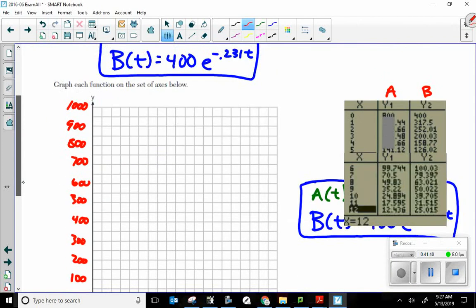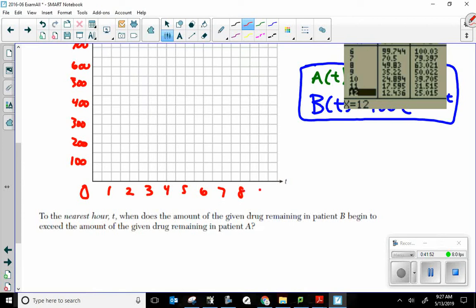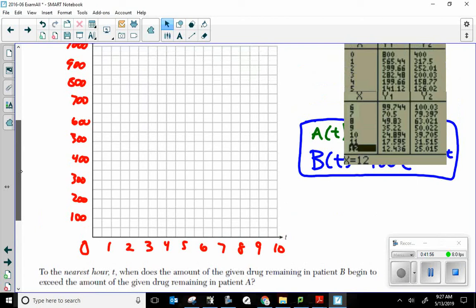T is time in hours. So I'll just go every 2 would be an hour, right? So 1 hour, 2 hours, 3 hours, 4, 5, 6, 7, 8, 9, 10. All right, let's graph them both. And let's start with A.